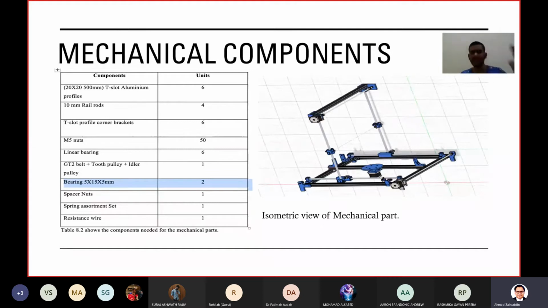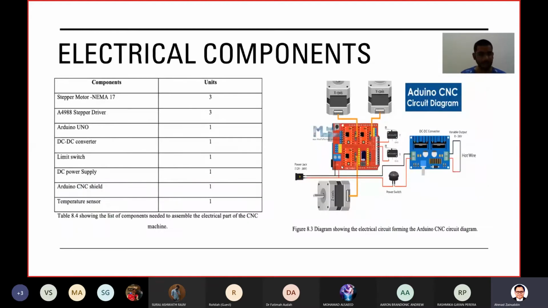Okay, this is based on the mechanical components. Some other components which we use are based on the isometric view of a mechanical part, which is designed using Fusion 360. So T-slot aluminum profiles, which are easy to use, no need to drill. The 10mm rail rods, 10 T-slot profile corner brackets, M5 nuts, linear bearing, GT2 belt, tooth pulley, idler pulley, bearings, spacer nut, spring assortment set, and resistance wire.